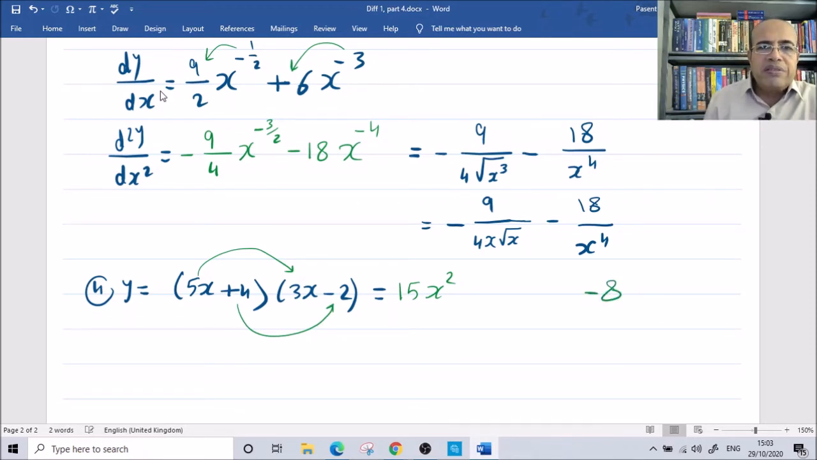What about the middle term? 4 times the 3x, it's positive 12x. 5x times negative 2, negative 10x. Add them up, 12 and negative 10, positive 2x. So this is the expanding of the bracket.